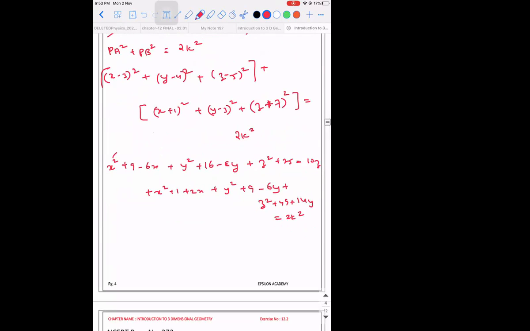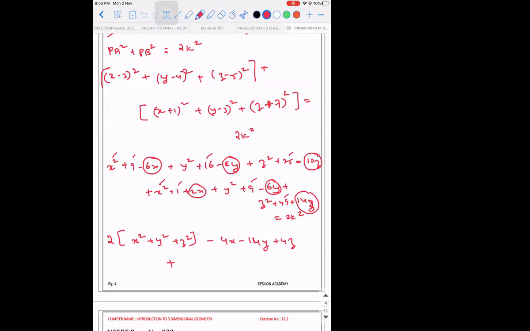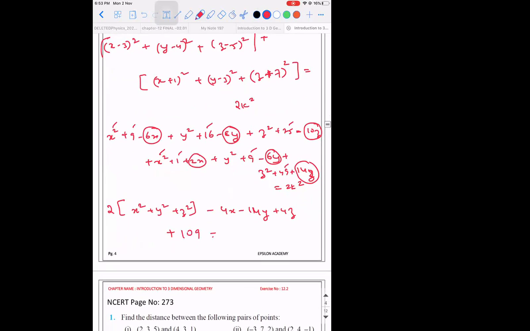So I collect all the x square terms. So 2 times x square plus y square plus z square minus 6x plus 2x minus 4x minus 8y minus 6y minus 14y minus 10z plus 14z plus 4z plus 9 plus 16, 25, 25 plus 25, 50, 50 plus 1, 51, 51 plus 9, 60, 60 plus 49, 109 is equal to 2K square. So this would be the required equation.